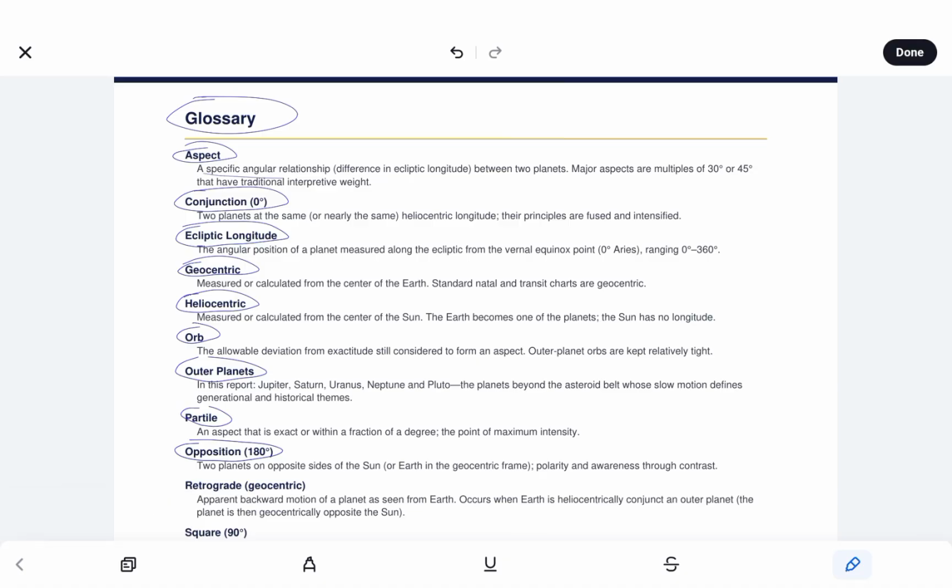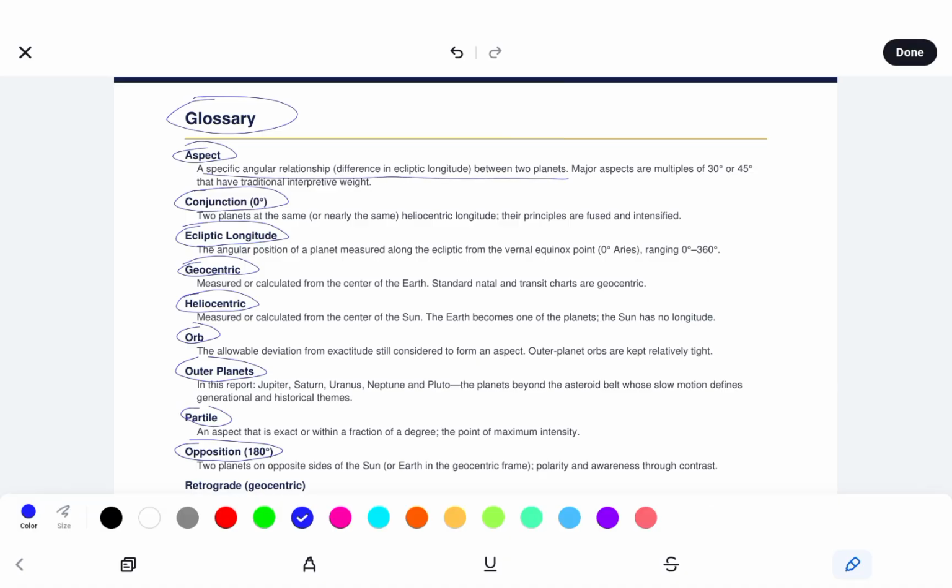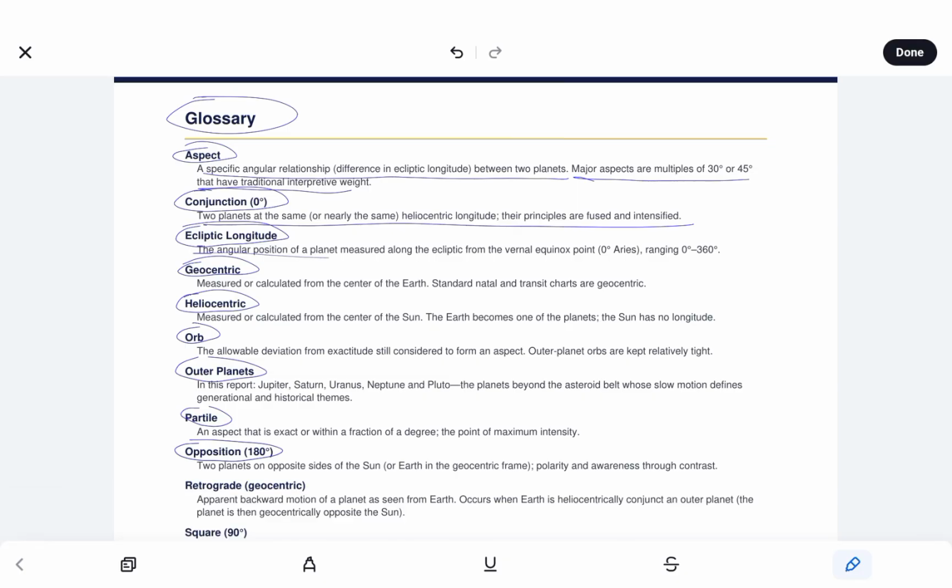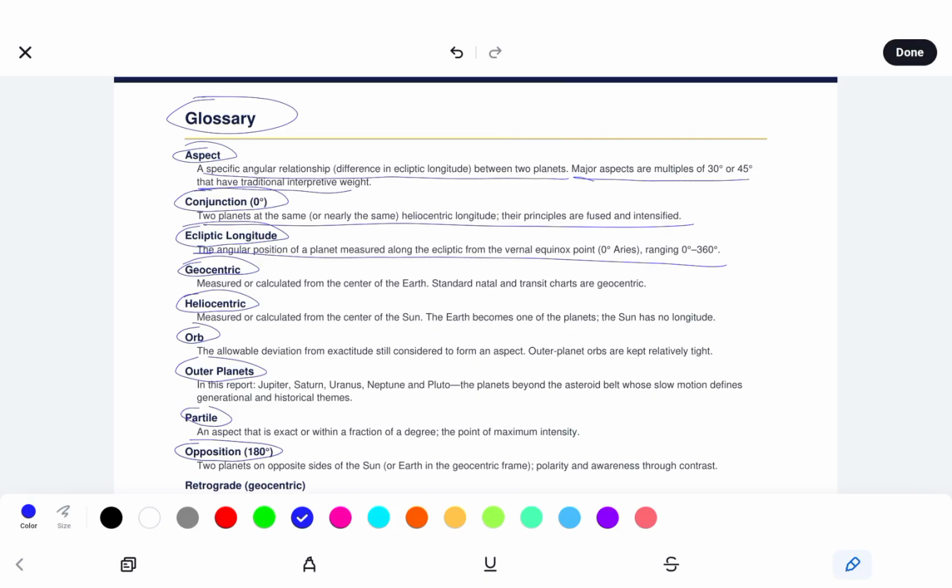So, aspects: a specific angular relationship, the difference in ecliptic longitude between two planets. Major aspects are multiples of 30 degrees or 45 degrees that have traditional interpretive weight. We see conjunction is two planets at the same or nearly the same heliocentric longitude. The principles are fused and intensified. Ecliptic longitude is the angular position of a planet measured along the ecliptic from the vernal equinox point, 0 degrees Aries. Geocentric is measured or calculated from the center of the Earth.